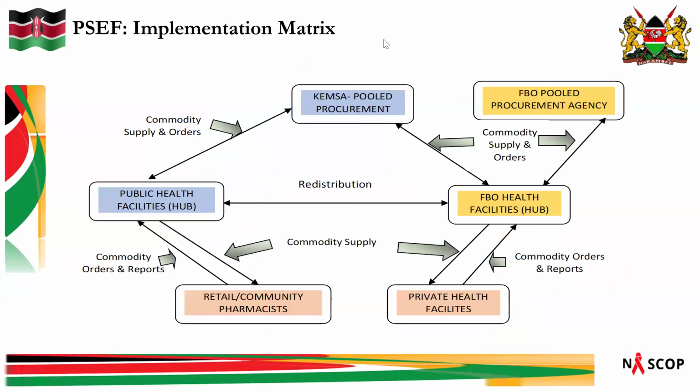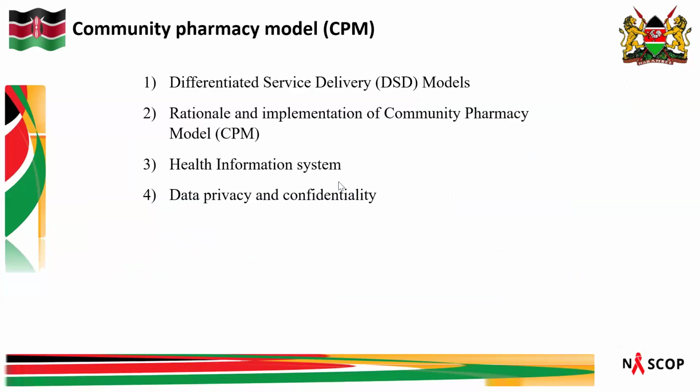And this is how we envision the implementation matrix shall appear when we shall have pooled procurement, whereby we shall have KEMSA and a faith-based pooled procurement agency, and they will all be able to supply to the public health facilities or FBO health facilities. The FBOs will be able to supply to private health facilities, and the public health facilities will be able to supply to retail and community pharmacies.